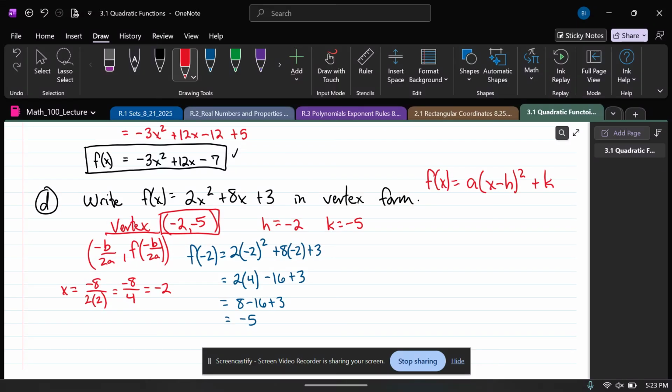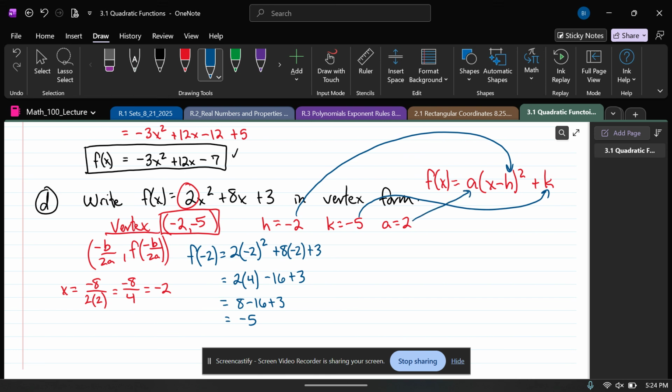Do I have A? What's A? 2. And I got that from the standard form because it's always the same. A is the same in standard form as it is in vertex form. Never changes. Okay? A is always the same. So if A is 2 in the standard form, A is going to be 2 in the vertex form. So now I have all of those pieces. So I'm going to take the negative 2 and I'm going to put it in place of the H. The negative 5 I'm going to put in place of the K. And the 2 I'm going to put in place of the A.